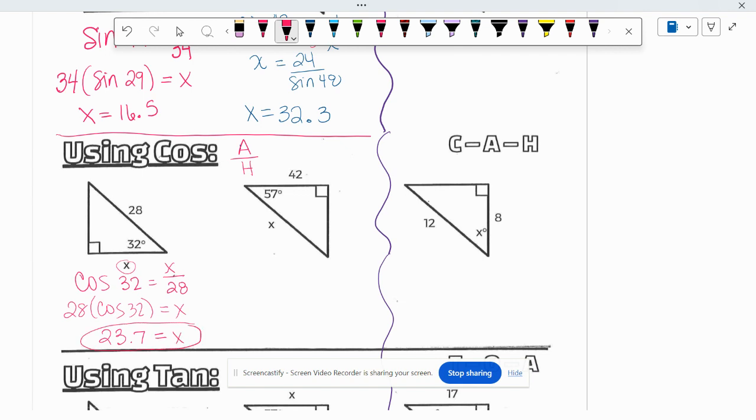You guys want to practice this in your calculator to make sure you know how to do that, or all your answers are going to be wrong. Cosine 57 equals adjacent 42 over your hypotenuse. How do I get x out of the denominator? Trade spots. X equals 42 divided by the cosine of 57. What do you guys get? X equals what? Yeah, 77.1. Love it.